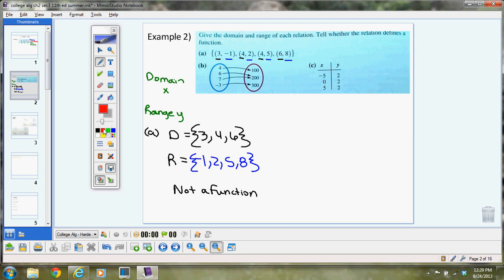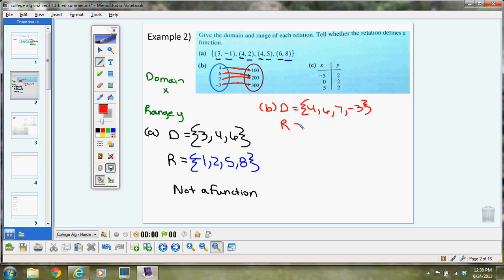Let's look at part B. Part B is called a mapping. Okay, so if I were to list the points in B, it would be 4, 100, 6, 200, 7, 200, -3, 300. Okay, those would be the listing if I were to list the points. In this case, my domain is in the blue circle. So my domain would be 4, 6, 7, -3.